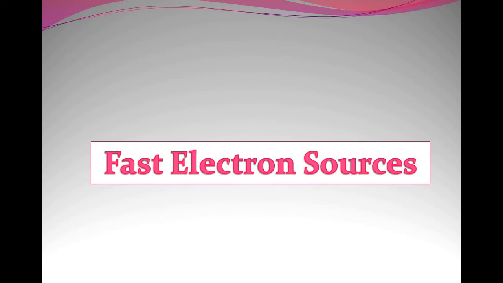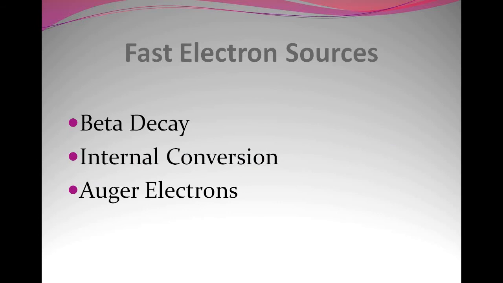And now what we are doing is how you can produce these charged radiation sources. So we will discuss them one by one, and we will start with the fast electron sources or electron sources. And we have 3 common methods for producing fast electrons. They are beta decay, internal conversion, and Auger electrons.